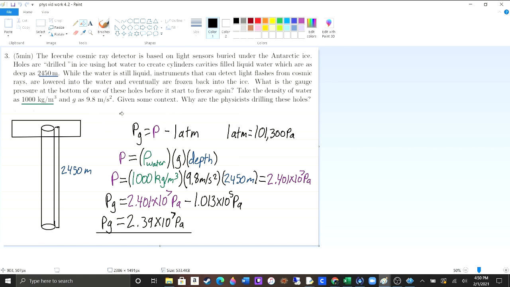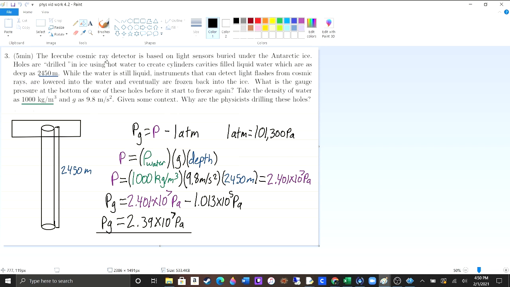So we're going to be doing problem number 3, which deals mostly with pressure, and it kind of hints a little bit in this last part about some more advanced physics dealing with neutrinos, and we'll get into that at the very end of this video. So number 3 goes like this.